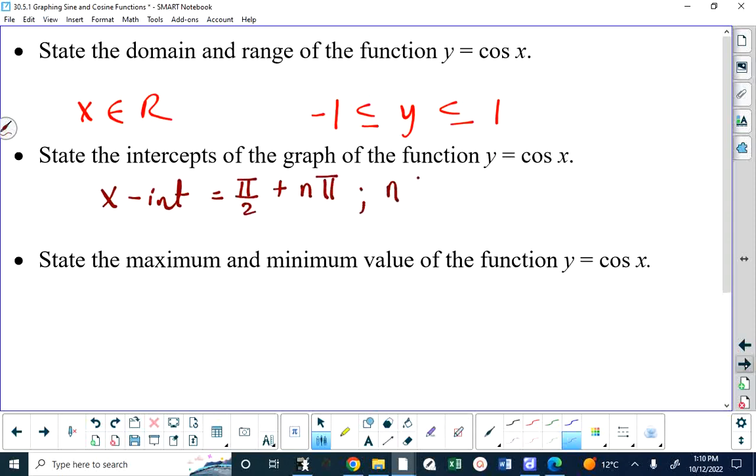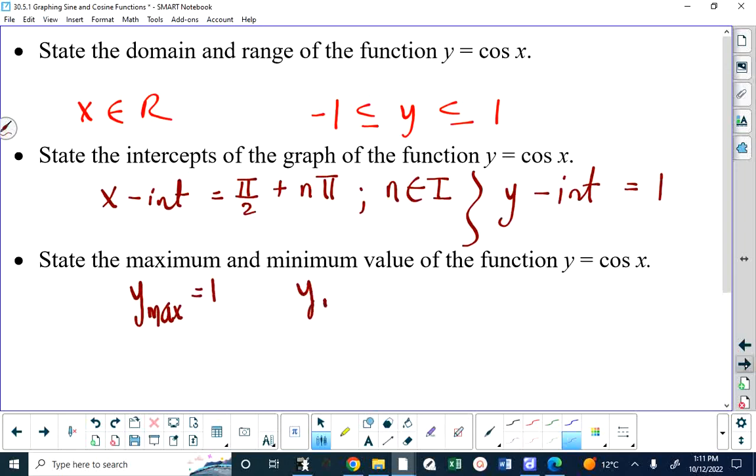Where n is an element of the integer number set, and your y-intercept, of course, is 1. The start point of cosine is 1. Maximum and minimum: y max is 1, y min is -1. Am I going too fast here? You're with me? Okay.